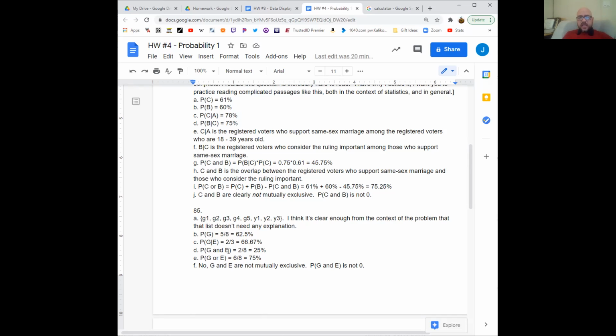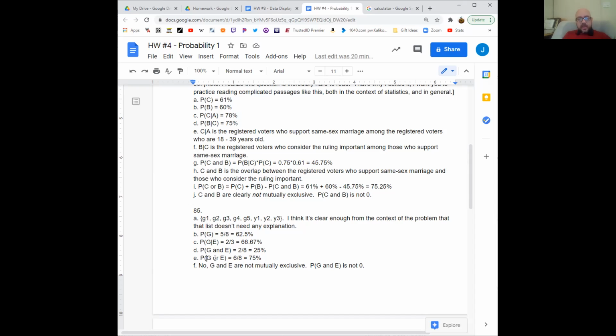Probability of G and E, so that's green and even. So that means that we're not restricting ourselves in any way. So this is out of 8, right? Because there's 8 cards. Of those, 2 of them are both green and even, G2 and G4. So 2 out of 8, so 25%.